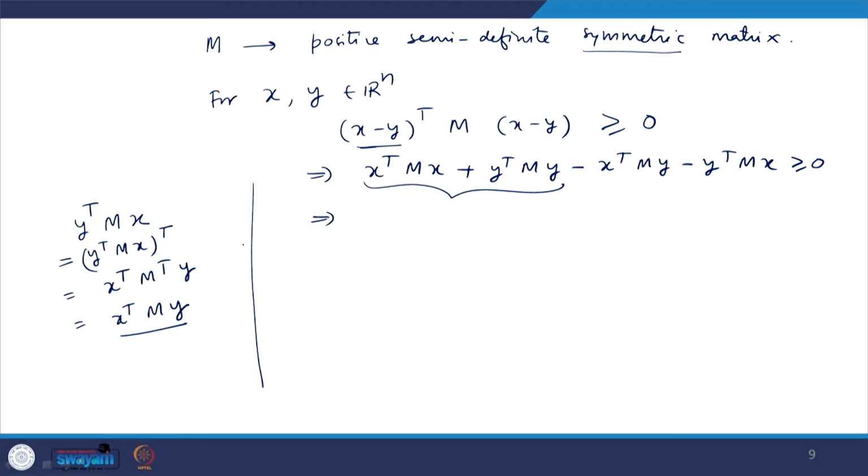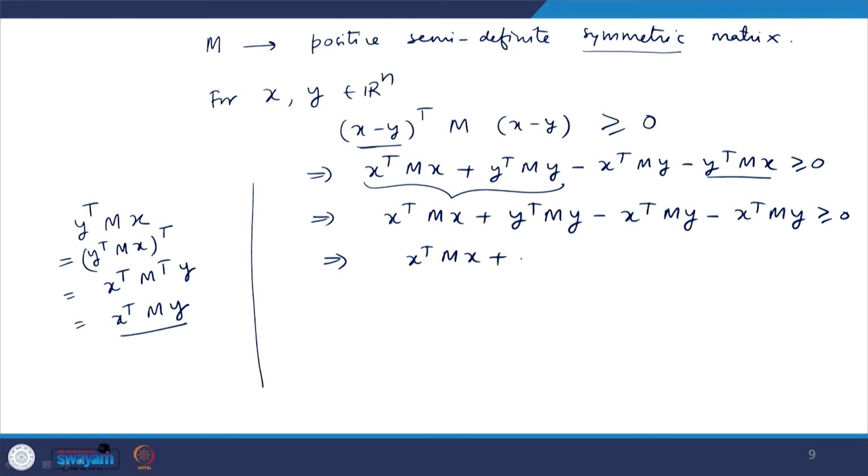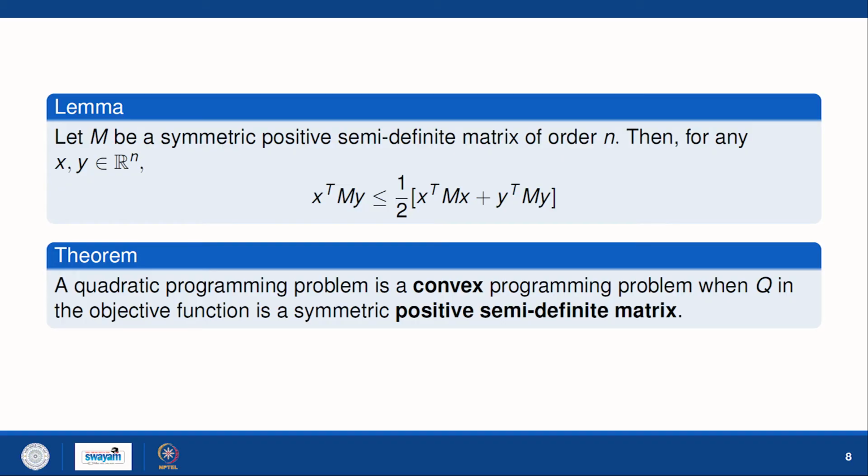So, this further implies, using this, x transpose M x plus y transpose M y minus x transpose M y minus x transpose M y is greater than or equal to 0, because this is equal to this, as we have just shown. This implies x transpose M x plus y transpose M y is greater than or equal to 2 times x transpose M y. So, if you take this to this side, we have proved this result.